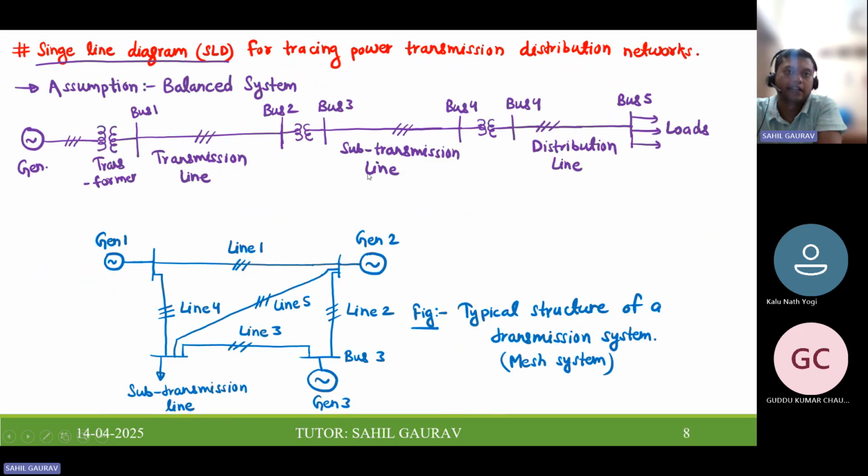And we have seen the single line diagram that is used for tracing power transmission and distribution networks. The top one is shown for a balanced system; it is the single line diagram we draw for the balanced system. It is a typical example of a single line diagram, and the structure below is for the transmission system, and we know the transmission system is usually of mesh type. So that's why it has many power flow paths. Mesh system means we have many power flow paths, while a radial system has a unique power flow path.